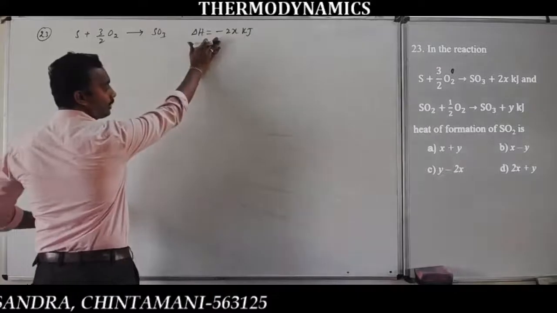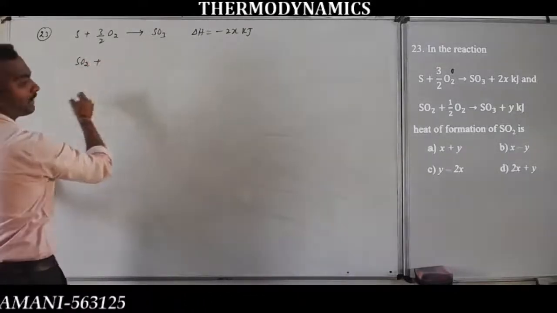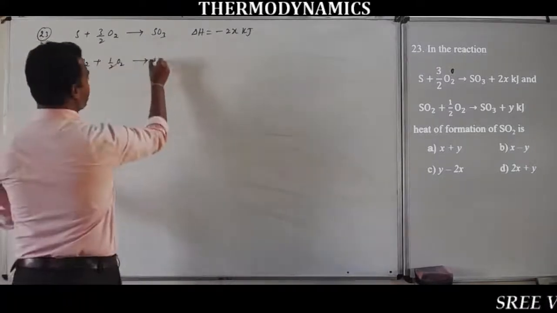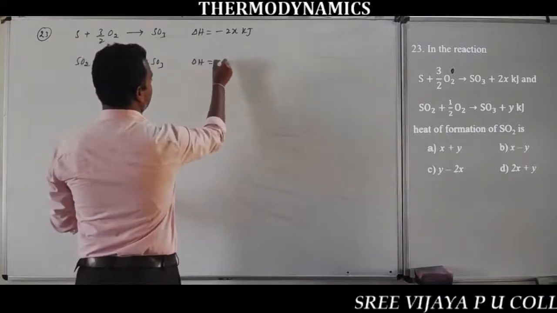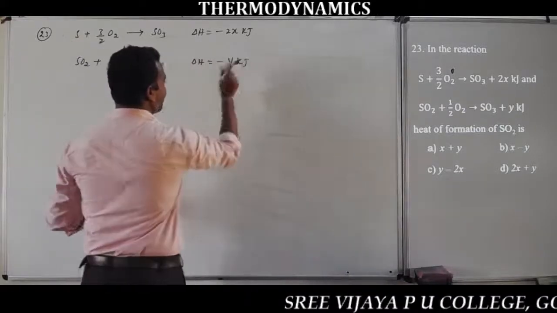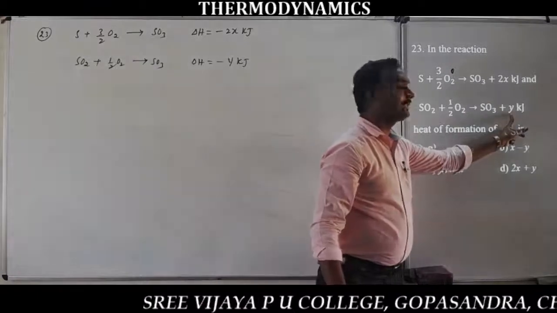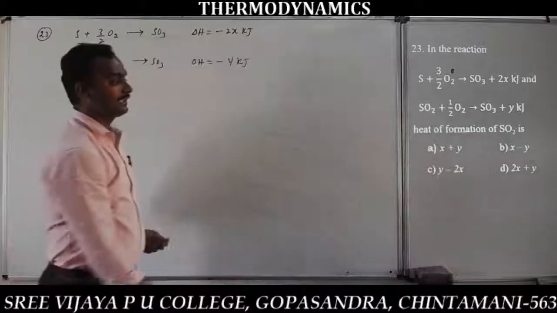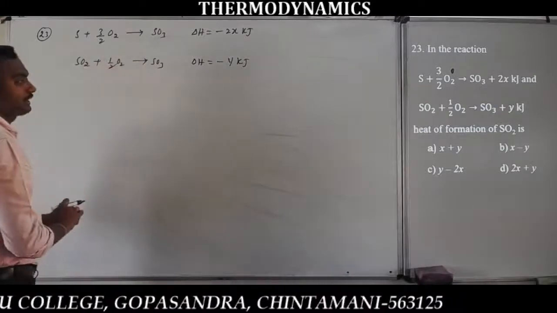This is very important. Again, the second equation: SO2 plus half O2 converted into SO3 plus y kilojoule. So delta H is equal to minus y kilojoule. Why do we take minus? Because plus along with the product means heat is liberated, so delta H is negative. What we have to calculate is the heat of formation of SO2.